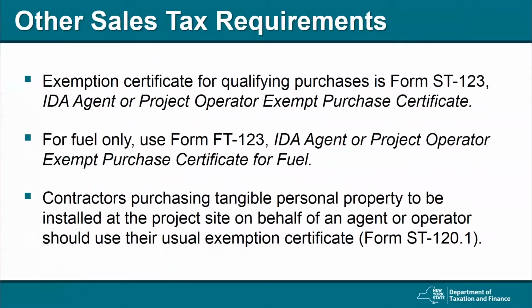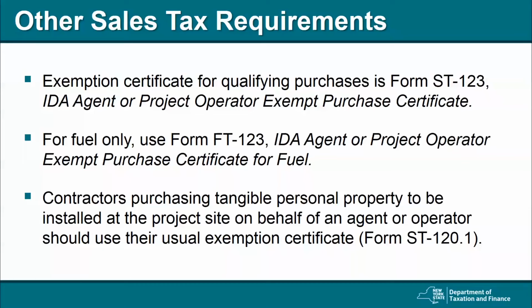Some other sales tax requirements. The agents of an IDA should use the Form ST-123 to make qualified exempt purchases for the project, exempt from sales tax. Previously, TSBM 877S had instructed agents to provide suppliers with a letter from the IDA. The new exemption certificates supersede this advice. So we'd like to let you know, starting June 1st, 2014, the agent should be using the ST-123 or the FT-123, which would be for purchases of fuel being used on that project.